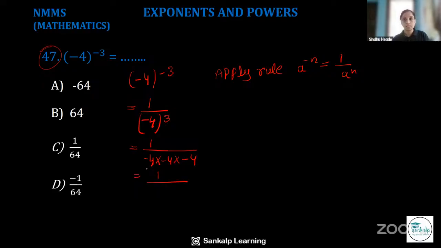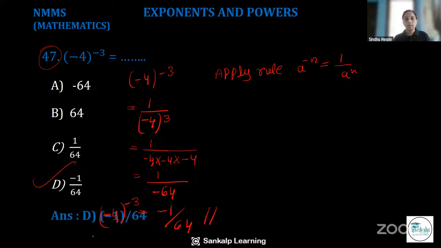We get 1 divided by minus 4 into minus 4. Minus into minus is plus, 4 fours are 16. Then plus 16 into minus 4 is minus 64. Or we can write it as minus 1 by 64. So (minus 4) whole to the power minus 3, the answer is minus 1 by 64. Here the correct answer is option D, minus 1 by 64.